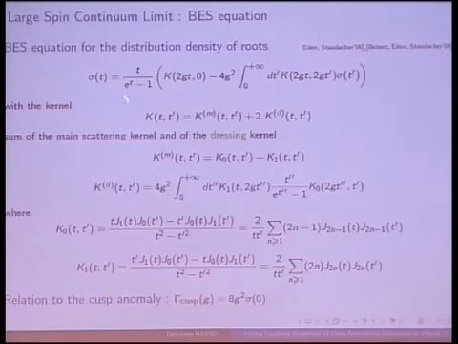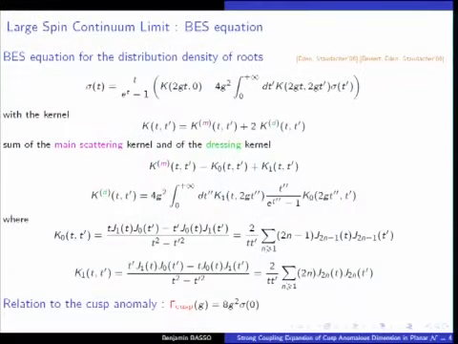So there we have the distribution density of roots, or to be more precise, it is a fluctuating part when we separate the one loop result from the rest, the remaining. And there is a kernel. The kernel is a bit complicated with Bessel functions, and okay, the relation to the cusp anomaly is quite simple.